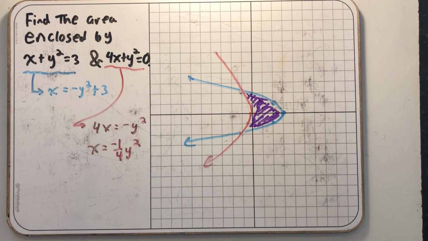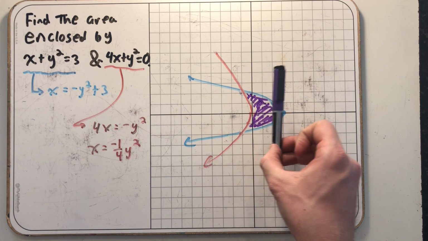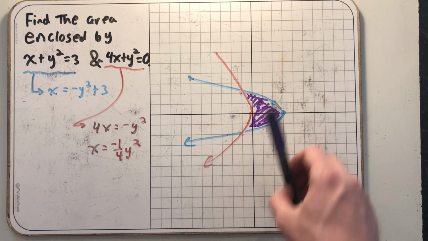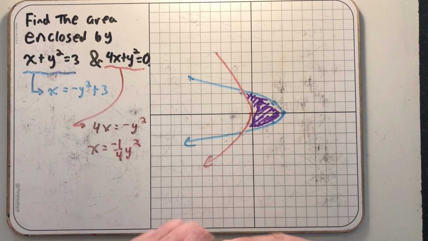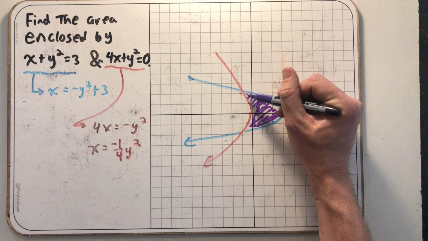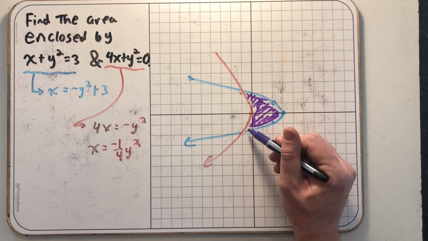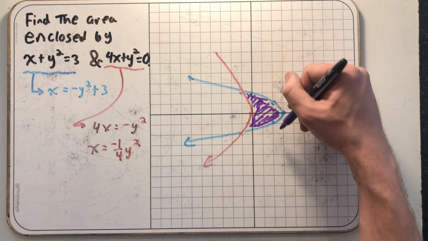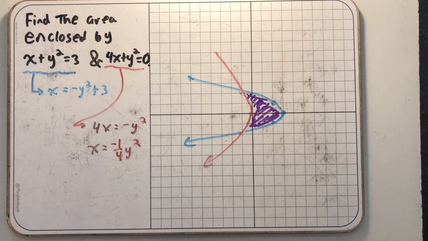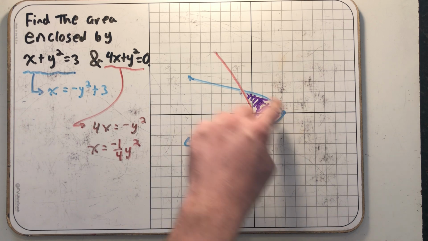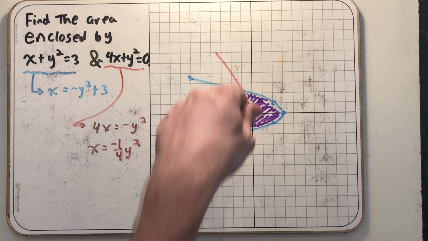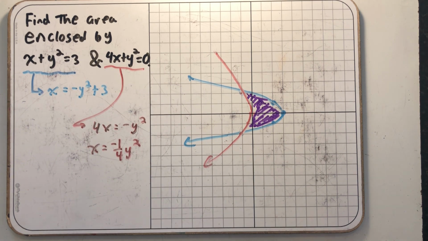I can see why integrating with respect to x would be a bad idea. I'd need many different integrals to do it, because there's a little wedge here where the red one's on the bottom and the blue one's on top, and a separate one down here where the red one's on top and the blue one's on the bottom. Two halves of the blue one, right? I'd have to have four functions in play, and at least three different integrals.